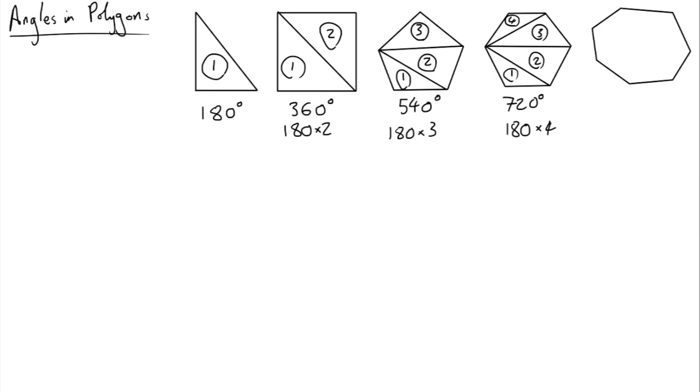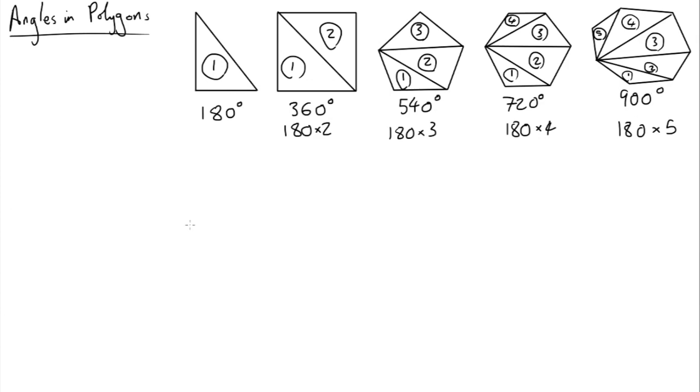For the last one, we have 7 sides. Start on one corner. 1, 2, 3, 4, and 5. So for this last one, we have 5 triangles. So we have 180 times by 5. It's times by 5 times by 10 divided by 2. So 1,800 divided by 2 gives us 900.